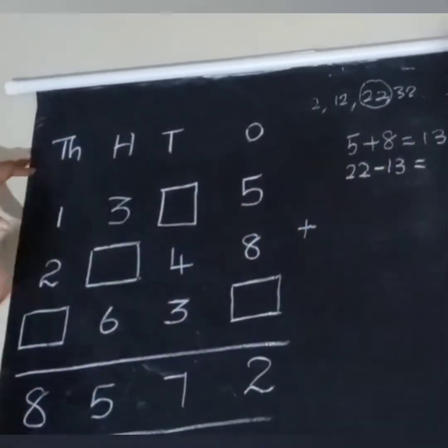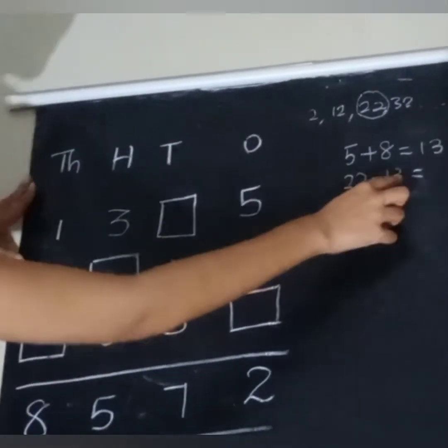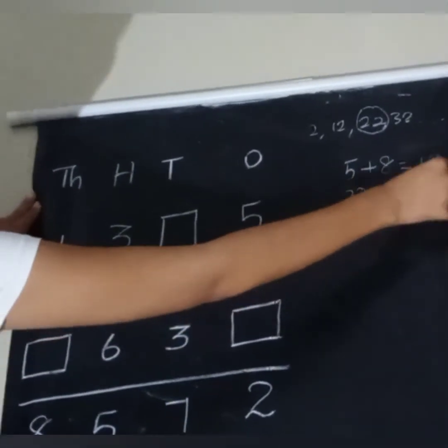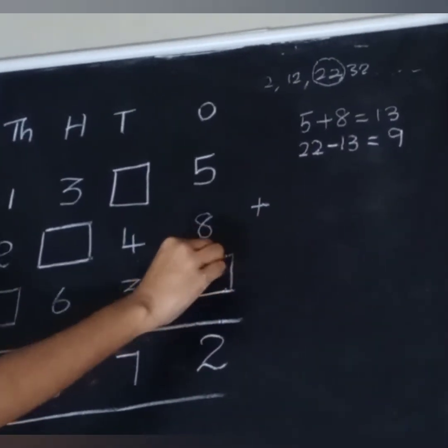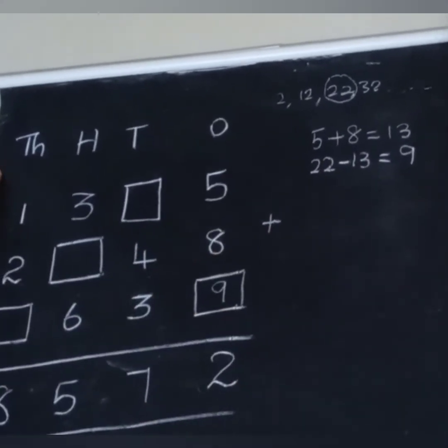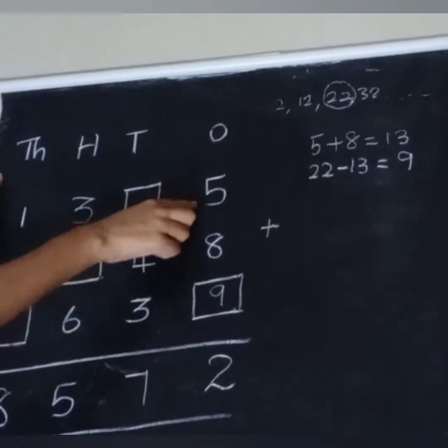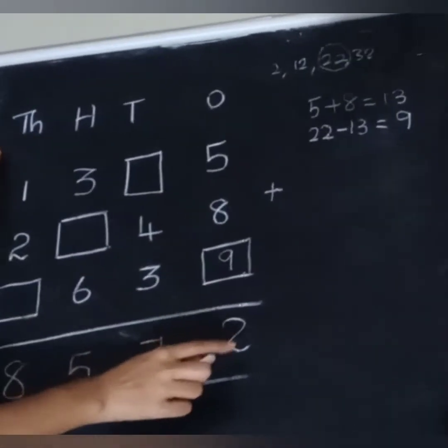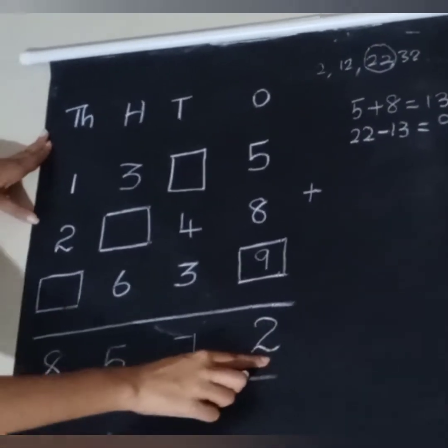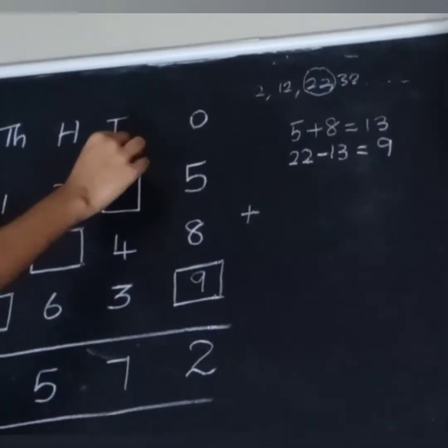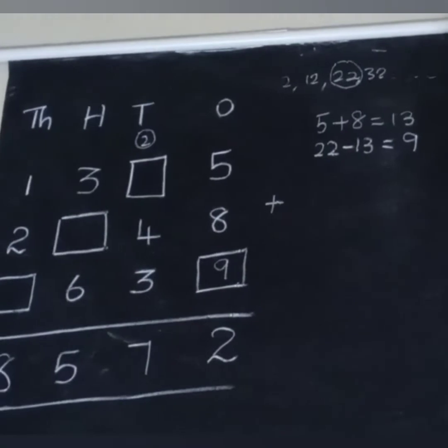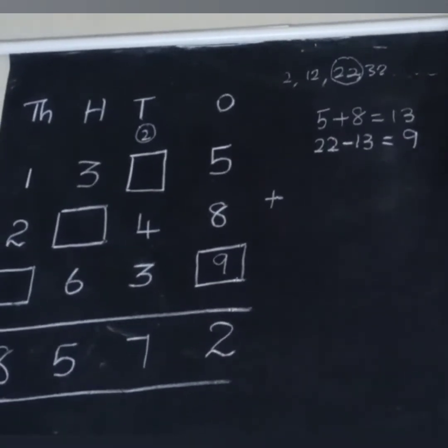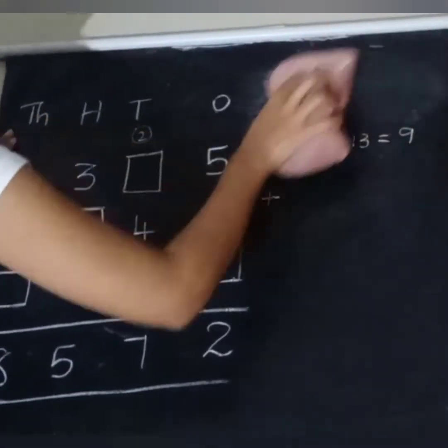Now you just subtract 13 from 22. 22 minus 13 is 9. Now you mention this 9 in this box. That's it. Now let's check whether it is right or wrong. 5 plus 8 plus 9 equal to 22. So 2 down, 2 as carryover. Now the first part is over. Now we can concentrate on the second part, tens place.